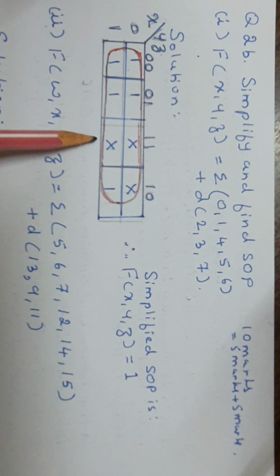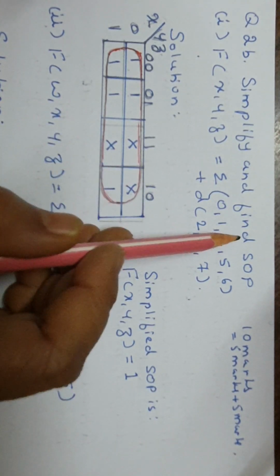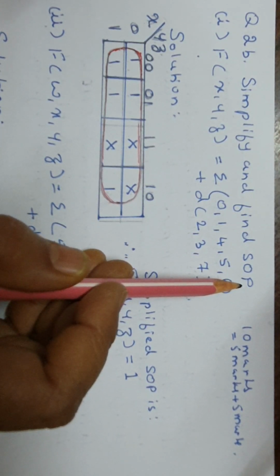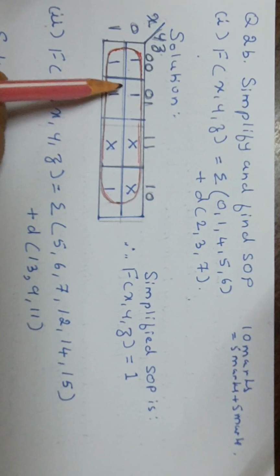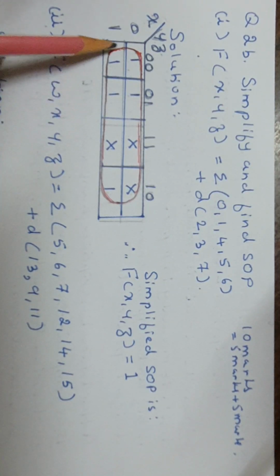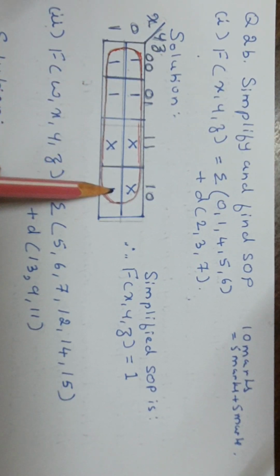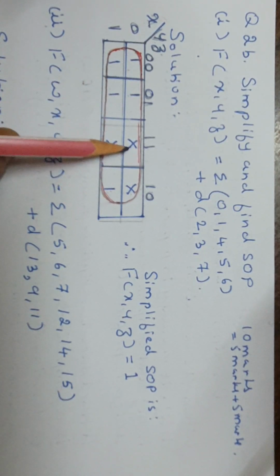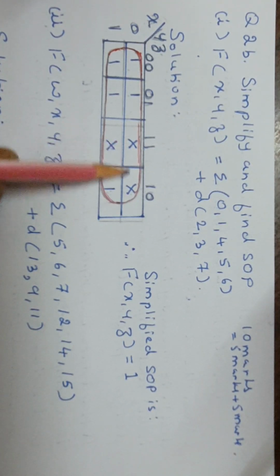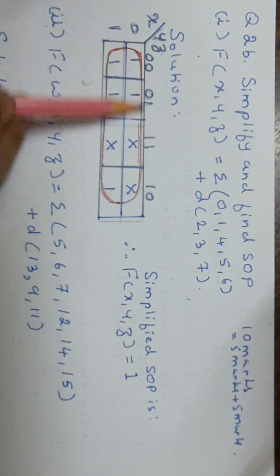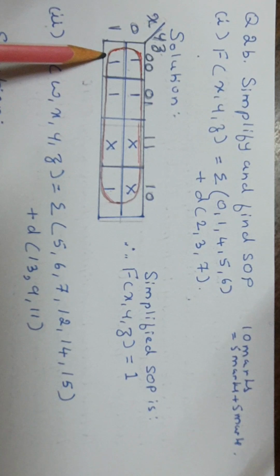Then we'll have to group ones. So we'll have to find the simplified sum of products expression. Means we'll have to group ones. If you observe, 5 ones are there. Here don't care conditions are there. So to simplify, these don't care conditions are treated as 1. If these are treated as 1, all 8 places become 1.